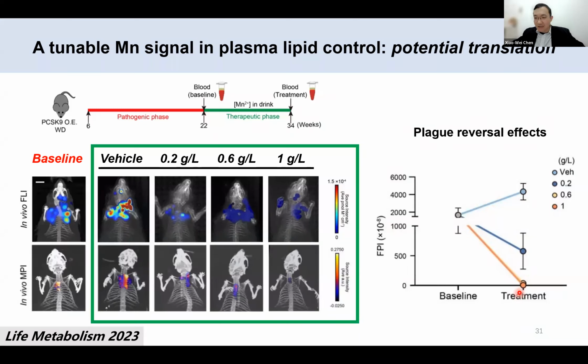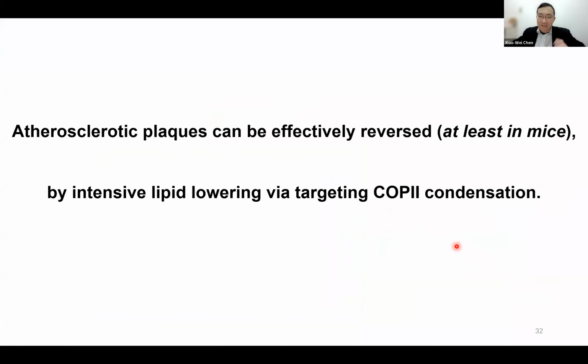Certainly we are very excited by the potential of this approach, which completely originated from basic research. Conceptually it is important because it shows that atherosclerotic plaques, a major disease phenotype, can actually be effectively reversed, at least in mouse models. This can practically be achieved by intensive lipid lowering, by targeting the condensation mechanism of this very essential, very general machinery, the COPII complex, with the manganese regulation we serendipitously uncovered from basic study.